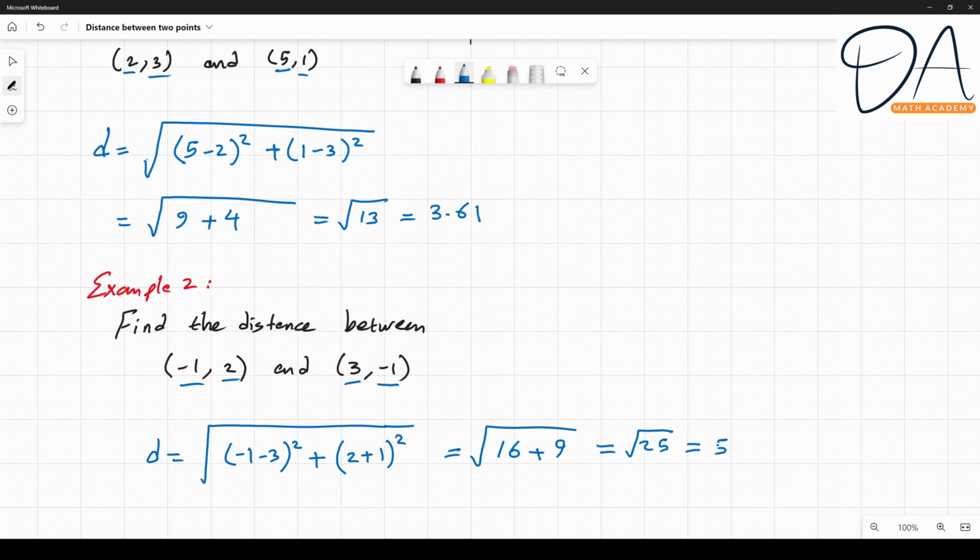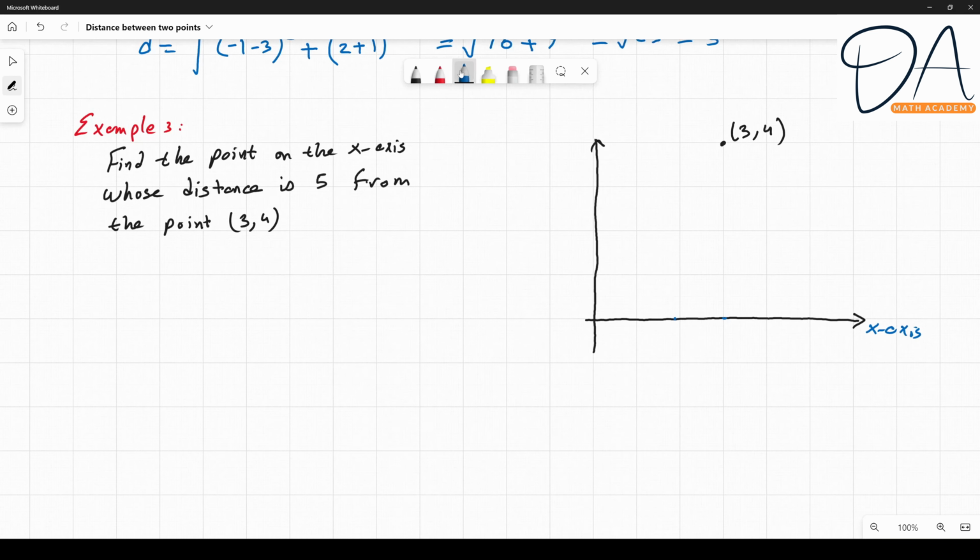Now, both examples are straightforward applications of the formula. Now, let's look at an example where we are trying to find a point given a distance. Okay, so here is our third example. We want to find the point on the x-axis whose distance is 5 from the point (3, 4). What we are given is a point, (3, 4), which is here. And then we are looking for a point on the x-axis, a point along this axis somewhere. However, the condition is that the distance from this point to the given point (3, 4) should be 5. So let's see how we can find this.